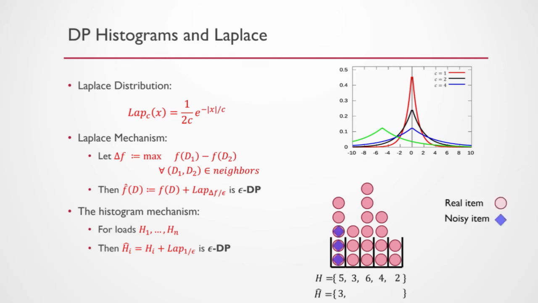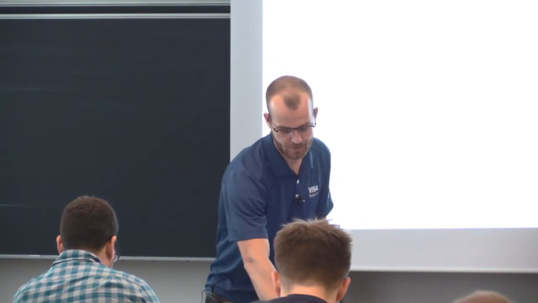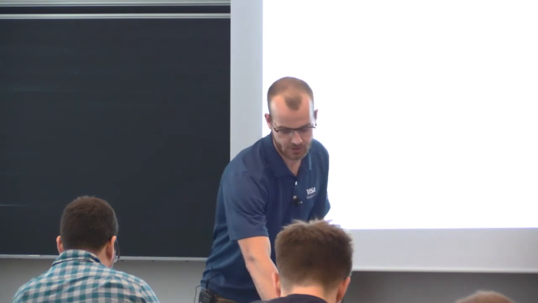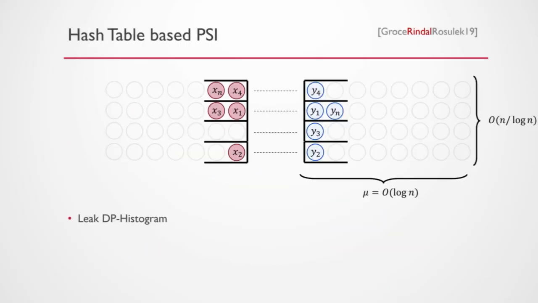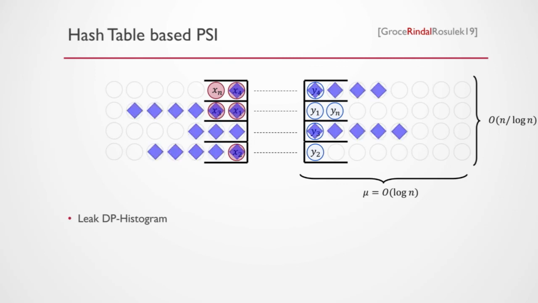noisy histogram. For example, maybe in this first bin, the Laplace will come out to be negative 2. And so we'll report 3 items instead of 5 for this first bin. And we can do this for each of these. That's just one of the classic differentially private mechanisms, to reveal histograms. And if we just naively apply that to our setting, we run into a problem.